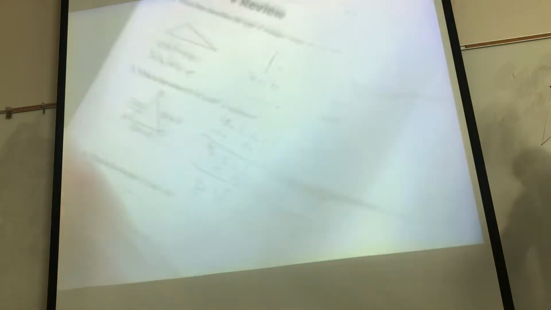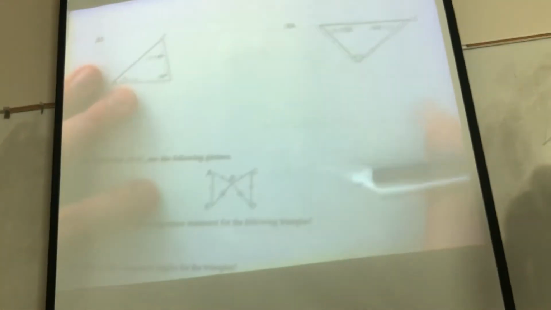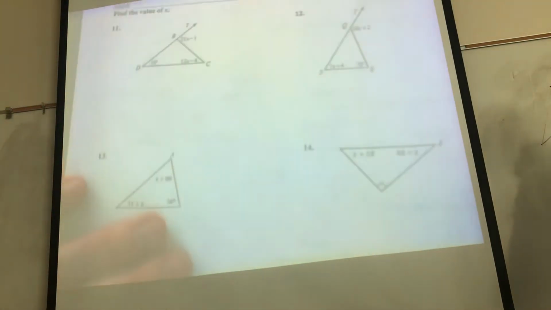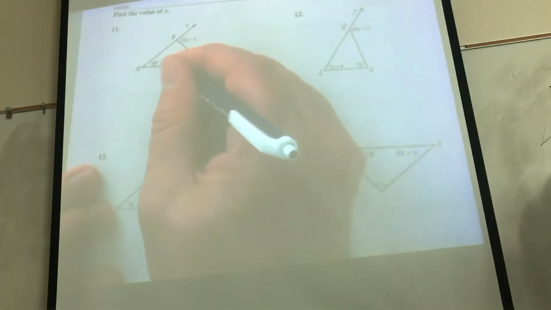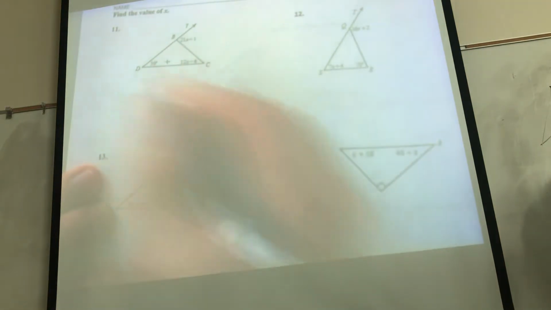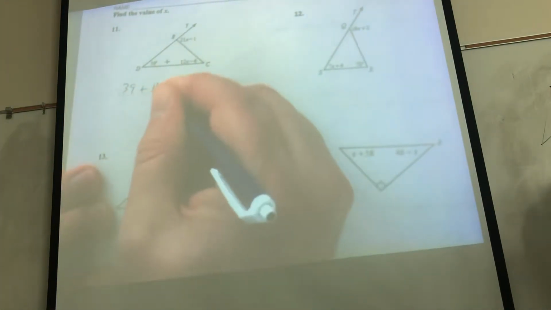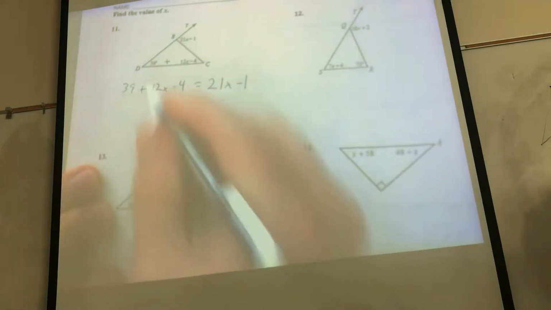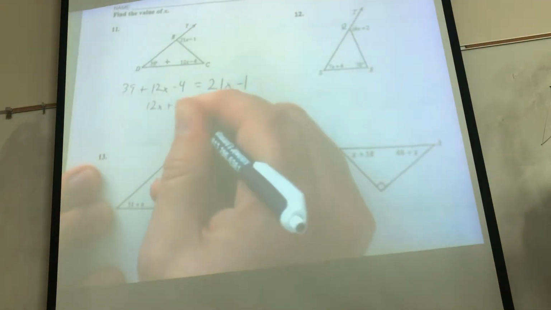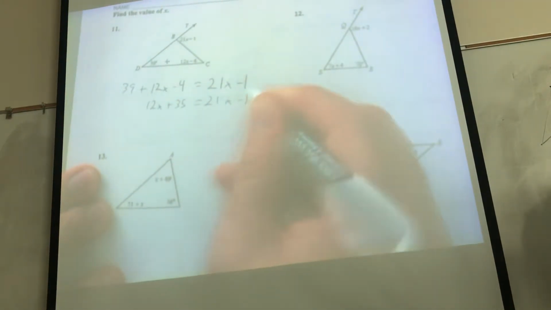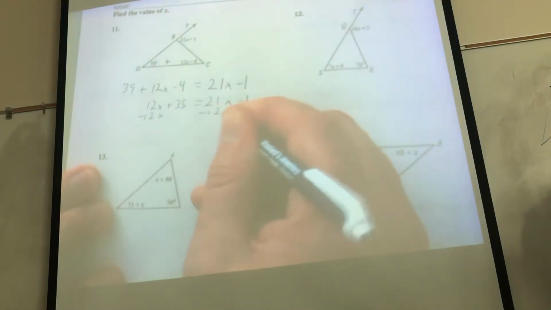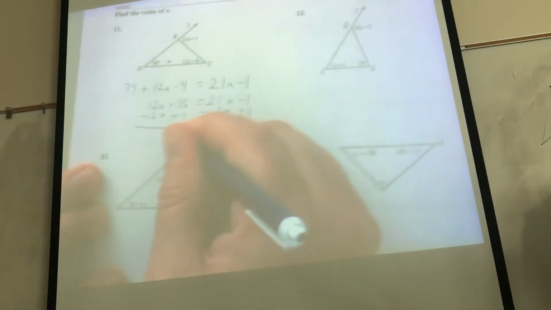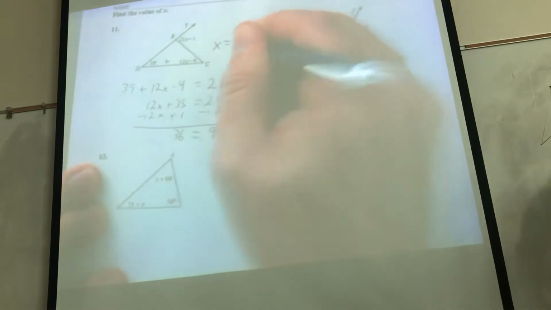On the next page, on number 11, I do believe there's one like this on the test. It's an exterior angle. So like we just talked about, we're adding these two together and it will equal that. That's 39 plus 12x minus 4 is equal to 21x minus 1. This is 12x plus 35 is equal to 21x minus 1. I subtract 12x, subtract 12x, I add 1, I add 1. That gives me 9x is equal to 36, so x is equal to 4.